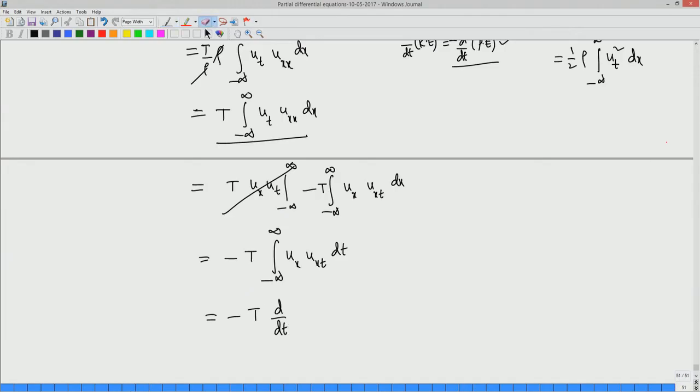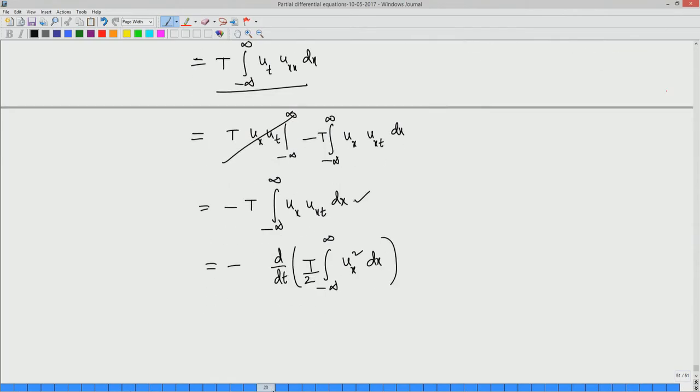So, this I will write like this, d/dt of the integral from minus infinity of u_x squared dx. This is dx by the way, not dt. If you write like this, there is a half here. So if you take this derivative inside, what you get is 2 u_x, the 2 cancels the half, u_x u_xt dx. This is exactly what you have. So this is equivalent to this.